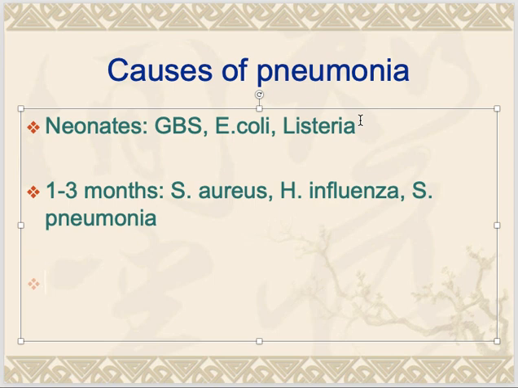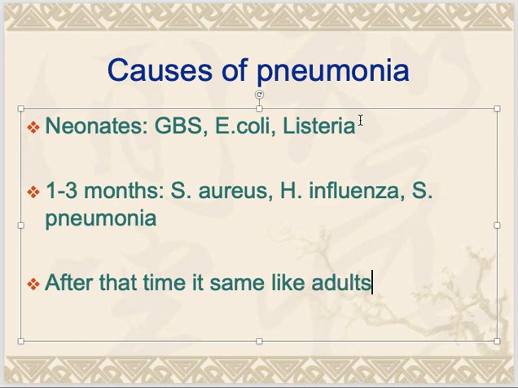Basically, after that time, it's the same as adults, with Streptococcus pneumonia being the most common cause, right? And if we talk about viral causes, the most common cause in neonates is CMV, and after that, respiratory syncytial virus. But most of the time, of course, viral questions are not asked. You can just remember these things.